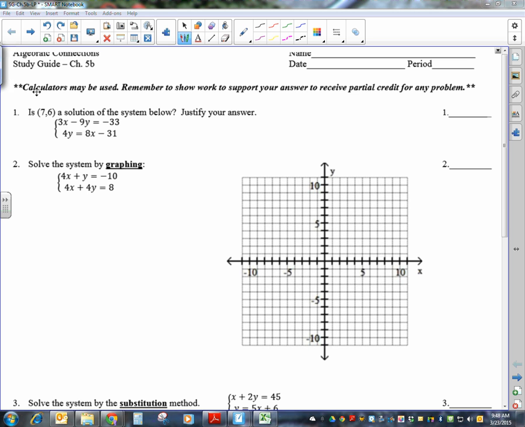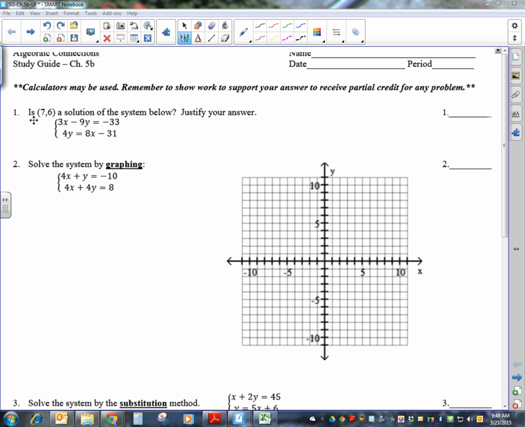Okay, so first off, this study guide has, I believe, 17 questions. You will have the same number of questions. The only thing that's going to be different is I'm changing the numbers. So make sure you understand what's being asked of each problem and let me know if you have any questions. And feel free to pause at any time to come ask me questions.